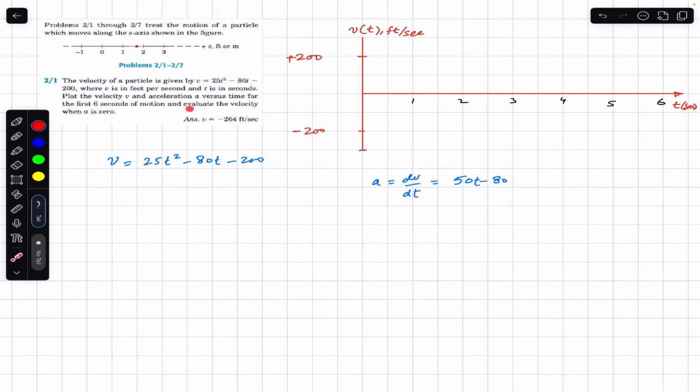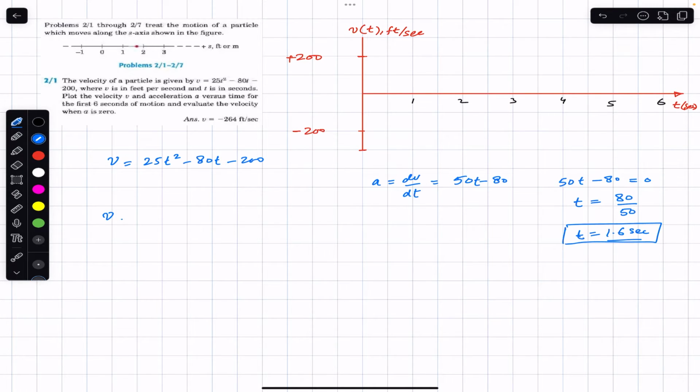Now we are also asked to evaluate the velocity when acceleration is 0. So we have to find time t at which the acceleration is 0. If we equate this equation to 0, we will be able to find the time t. So when 50t minus 80 equals 0, the acceleration is equal to 0, and time will be equal to 80 divided by 50, which gives us 1.6 seconds.